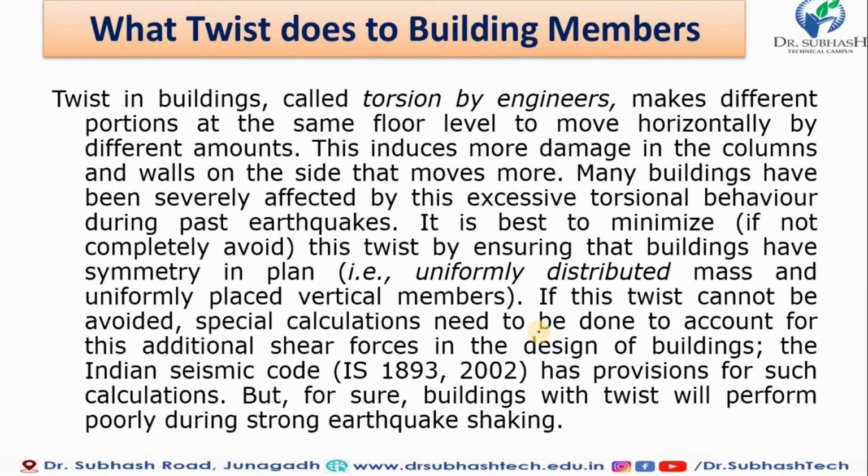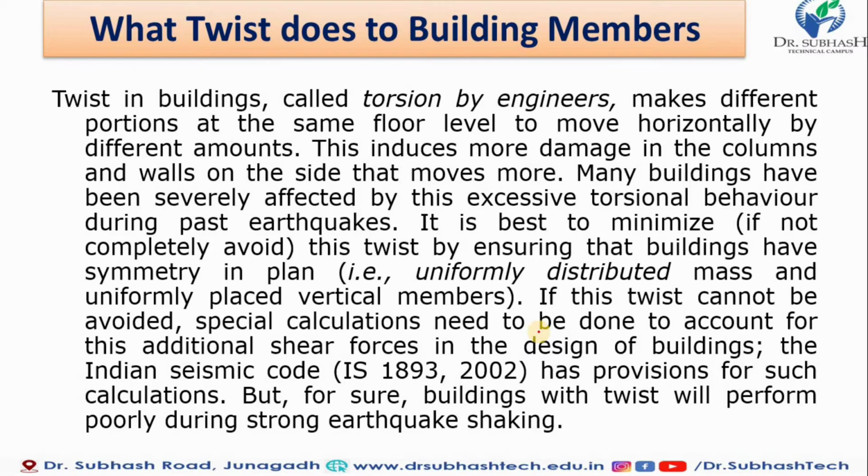So twist in a building is called torsion by the engineers. It makes different portions at the same floor level move horizontally by different amounts. It depends directly on the particular member's mass, and this includes more damage in a column as well as a wall, because we all know, in our same example, you have to visualize the swinging.